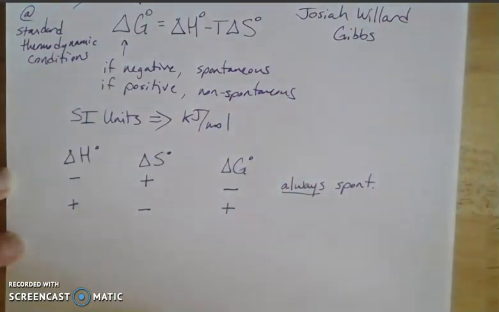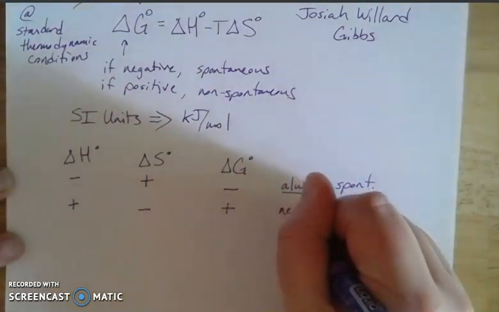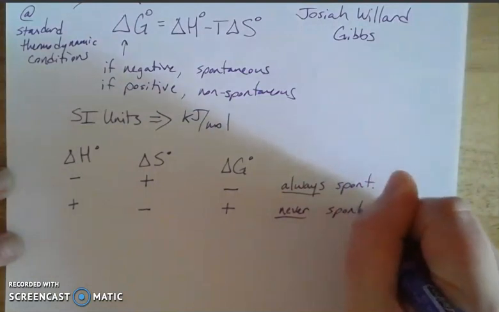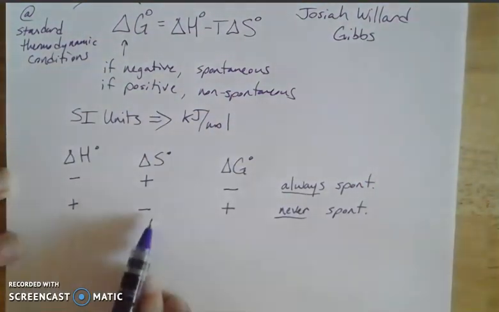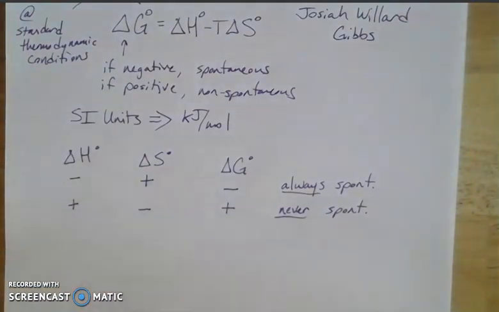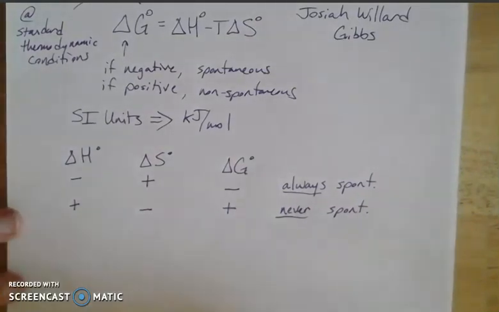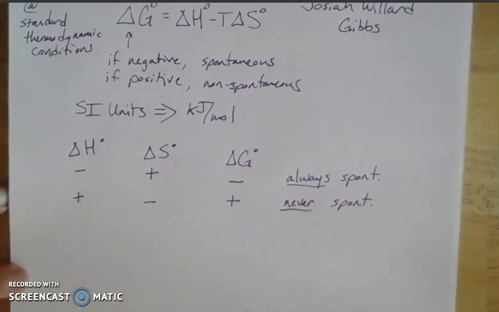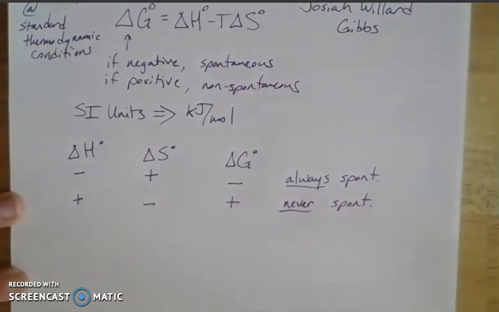So my delta G is positive, which means that it's never spontaneous. So anytime I have an endothermic reaction that is getting more ordered, I'm never going to be able to make that happen without putting energy into the system. Now, the other variations on these, where the delta H and the delta S have the same sign, are going to give you something kind of interesting to think about.